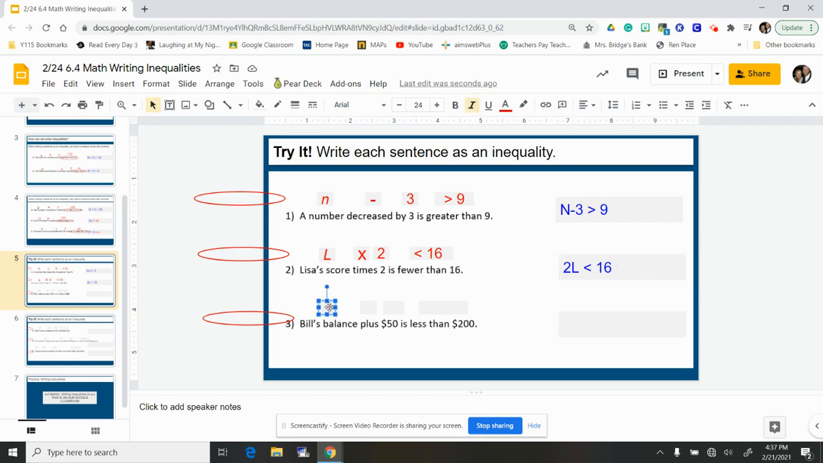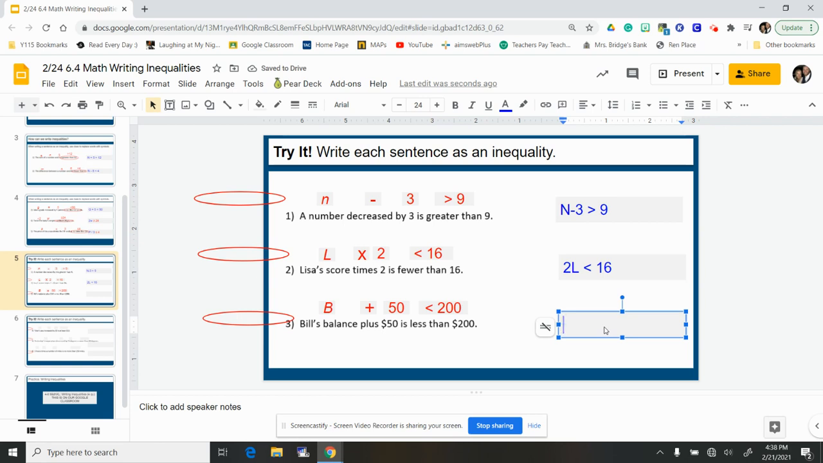Bill's balance. We don't know Bill's balance, so that's going to be our variable or unknown. So I'm going to put a B there. Plus $50. Plus is telling me I'm adding. 50 is my important number I'll need. And then is less than. So this is less, so I'm looking at that smaller part of the symbol pointing towards that direction. Remember, the smaller is the less than. And then $200, 200 is the number that I need. So this inequality would look like B plus 50 is less than 200.